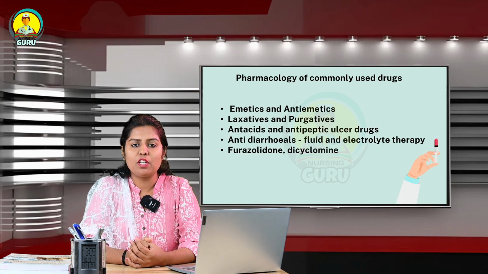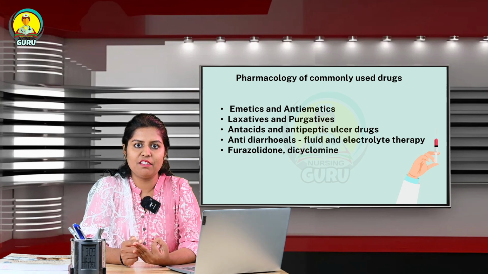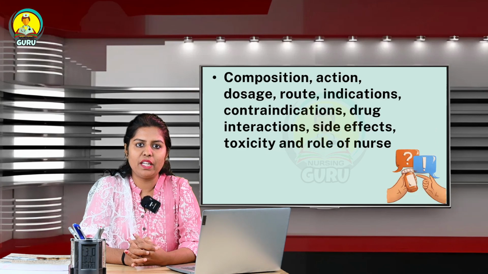Next, Unit 3, Drugs acting on GI system. Here, pharmacology of commonly used drugs: emetics, antiemetics, laxatives, purgatives, antacids and antipeptic ulcer drugs. Important drugs here are antacids. Then next, antidiarrheals, fluid and electrolyte therapy, that is furazolidone, dicyclomine. Here also you need to write the composition, action, dosage, route, indications, contraindications, drug interactions, side effects, adverse effects, toxicity and role of nurse.